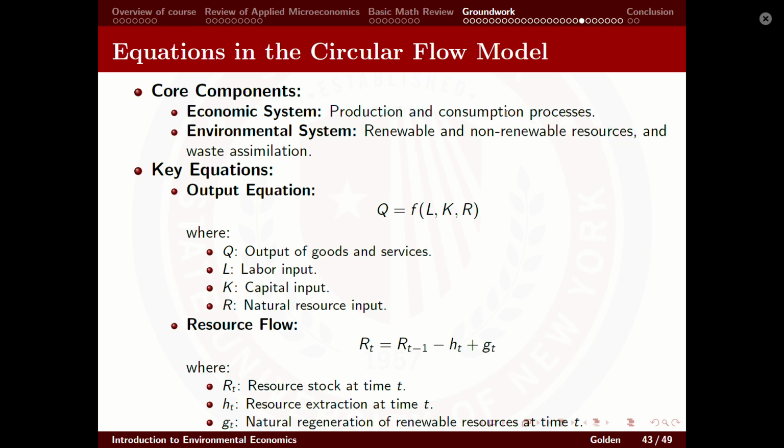So here are some equations to describe the circular flow model. You have an economic system, which is production and consumption. You have an environmental system, which is renewable and non-renewable resources and waste assimilation. You have an output, and now we have this production model. We've added residuals, we've added natural resources. Now you have labor and you have capital, and then you have natural resources. But now your output is also residual.